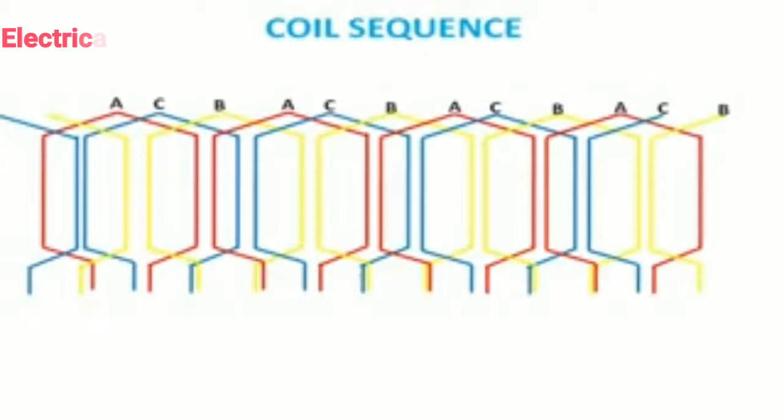All A phases will be connected. So for all A phases, you can see first A, then we have to leave 2 coils, then again A will come, again 2 coils. So coil groups 1, 4, 7, 10 will be connected for A phase.